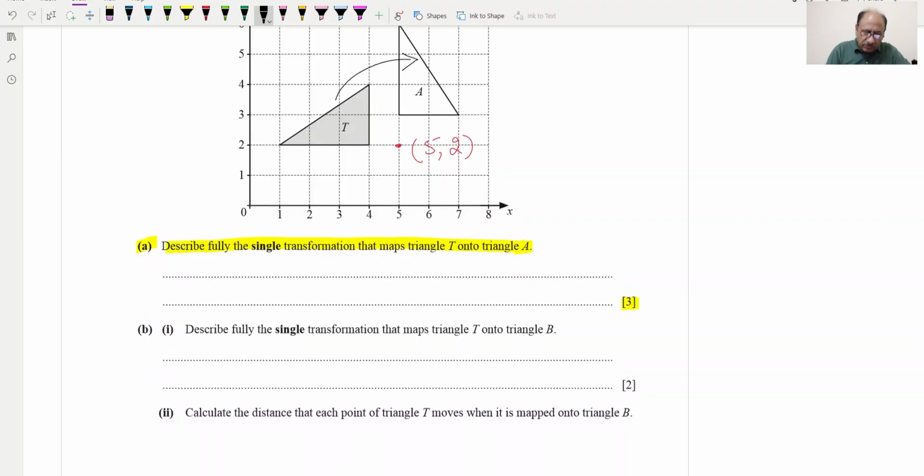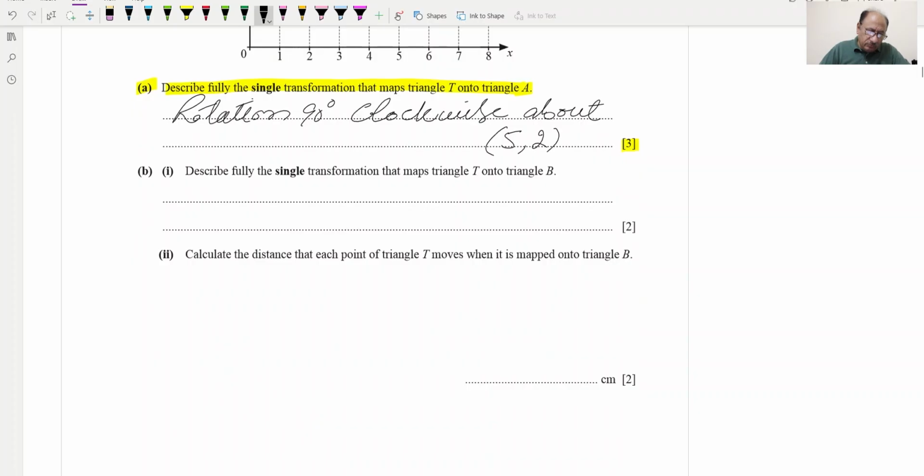So our answer will be rotation, 90-degree clockwise. So this is rotating clockwise, so we will say rotation 90-degree clockwise about the center, and center is 5 and 2, we can provide over here. So all these three things we have to mention.